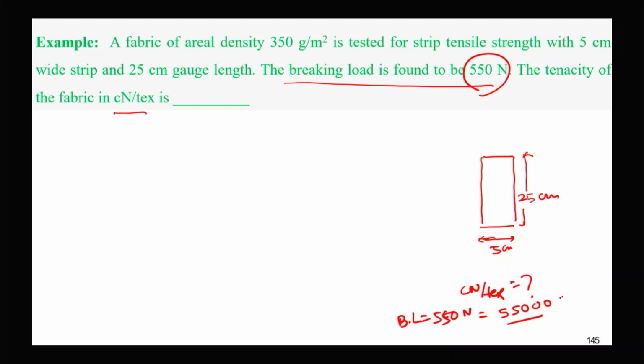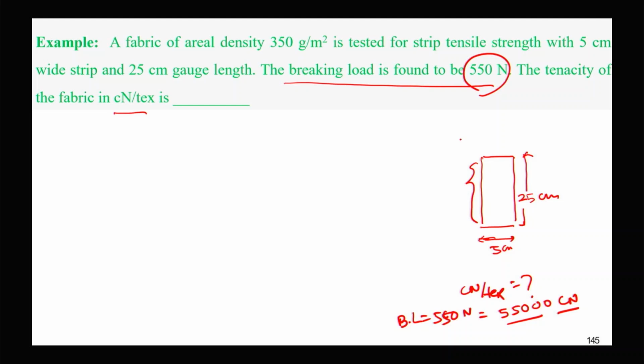55,000 centinewton. Okay, this much centinewton is there. Now the length of the material is 25 centimeter, and what is the mass we have to calculate?